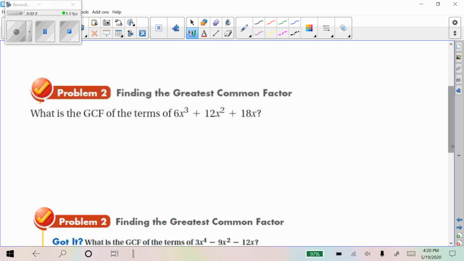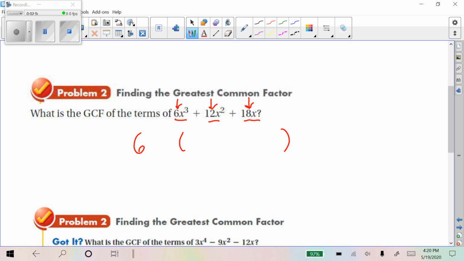Okay, now we're going to reverse the process. What we're going to look for is the greatest common factor of these three terms, and we're going to factor that out. So what we're doing is writing it in what's known as factored form. So let's first talk about the coefficients and see if we can figure out what the greatest common factor of 6, 12, and 18 is. You're probably guessing that it's 6, right? So we'll put a 6 there.